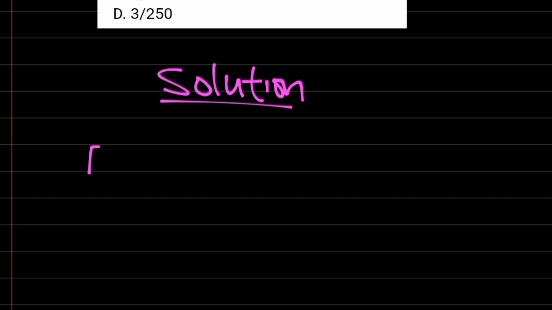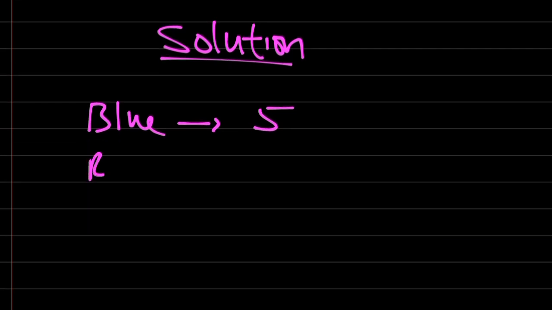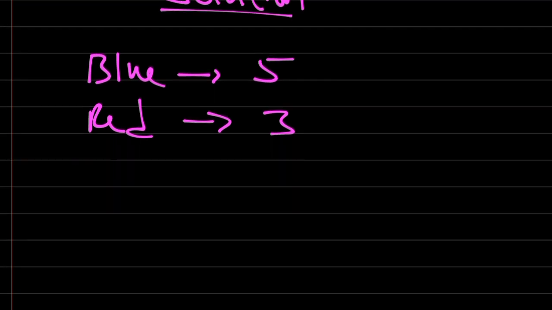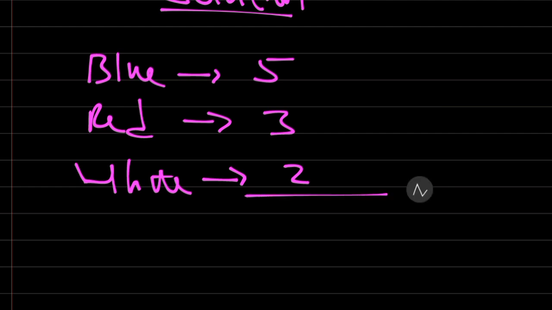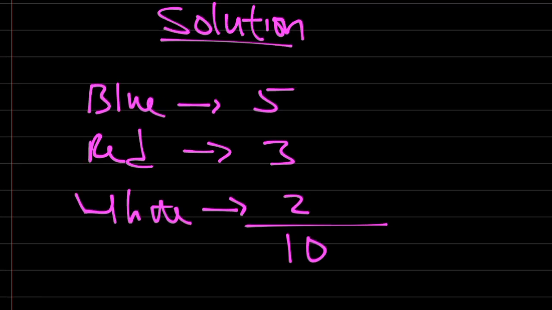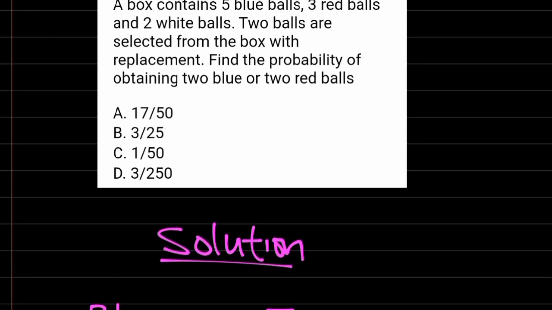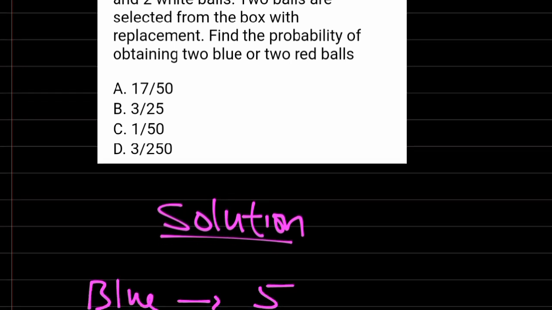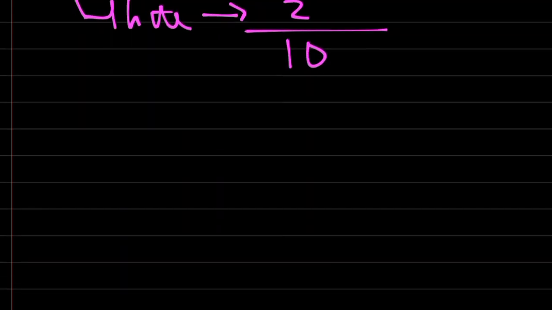According to the question, we have 5 blue balls. Red balls are 3 in number, while white balls are 2 in number. The total number of balls is 10. The probability of obtaining 2 blue balls or 2 red balls with replacement.